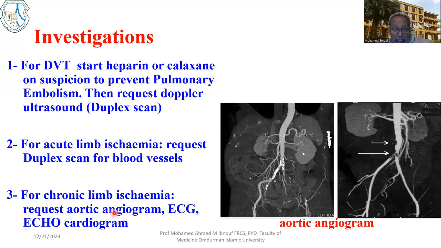However, in chronic limb ischemia, because it is a chronic vascular disease involving all vessels, the patient should be thoroughly investigated. That is, we do an aortogram to see the part that is obstructed, and we do an ECG and echocardiogram also to see the status of the vessels of the heart.